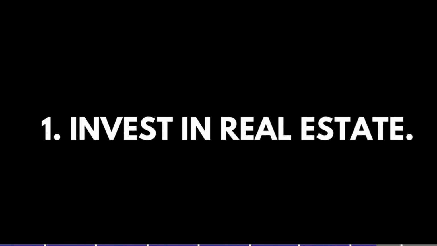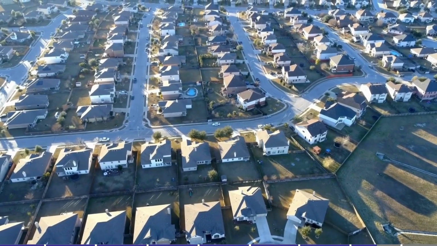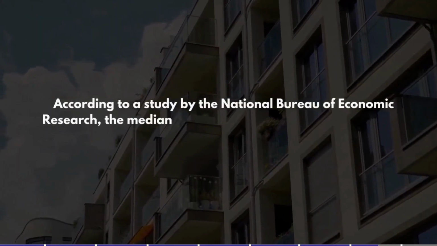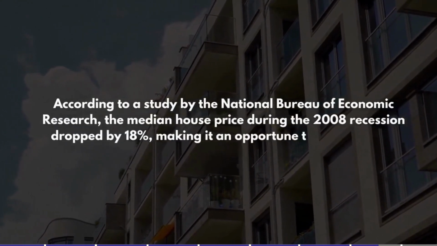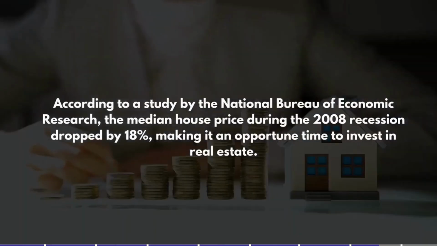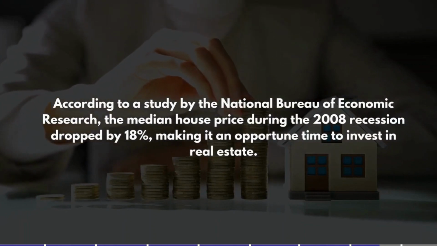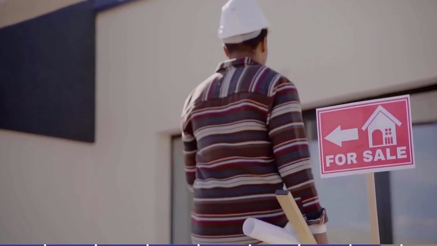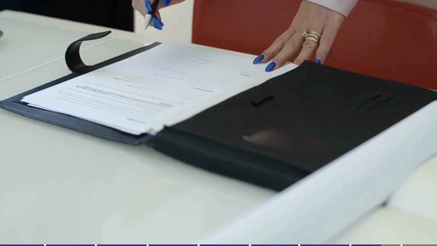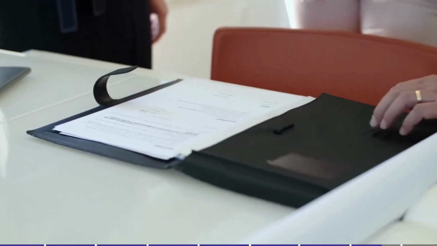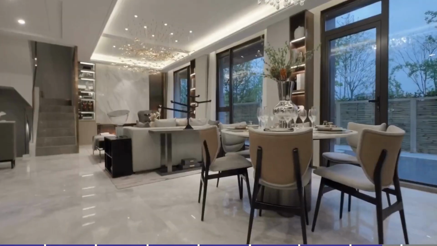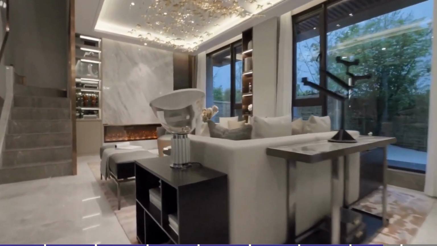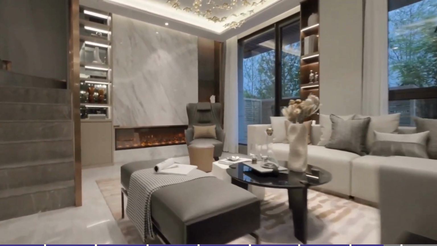1. Invest in real estate. Investing in real estate can be a lucrative way to make money during a recession. According to a study by the National Bureau of Economic Research, the median house price during the 2008 recession dropped by 18%, making it an opportune time to invest in real estate. One of the most significant benefits of investing in real estate during a recession is that property prices tend to be lower. This means that investors can purchase properties at a lower price and then sell them when the market recovers. Additionally, rental properties can provide a steady stream of income during a recession, as people tend to rent more and buy less during an economic downturn.